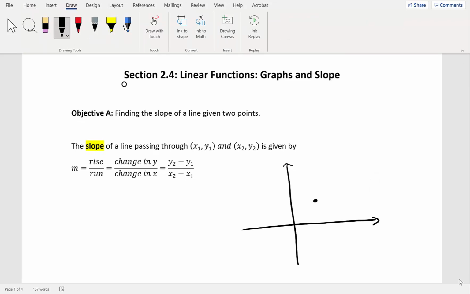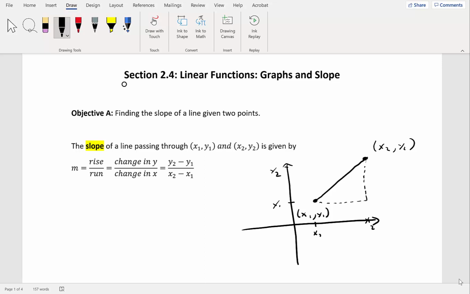So let's say we have these 2 points. Let's say this is our x sub 1, y sub 1. And then this point over here is our x sub 2, y sub 2. Okay, so what the slope measures is the steepness of this line. So it's a ratio of the rise over the run. Okay, so this would be x sub 1 over here. This would be x sub 2. This would be y sub 1, this would be y sub 2.